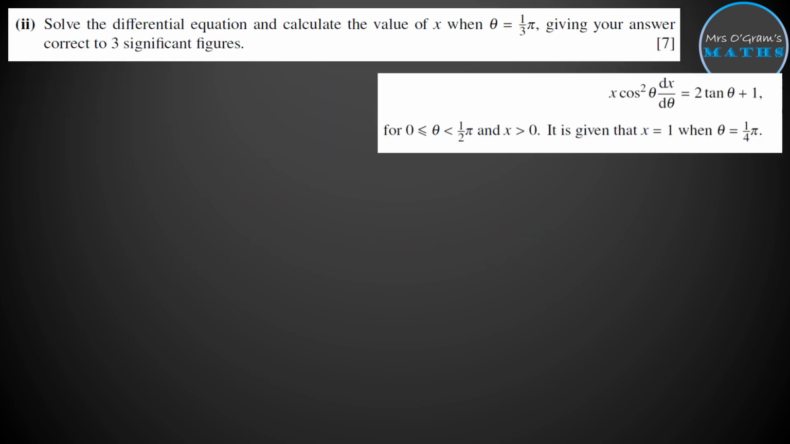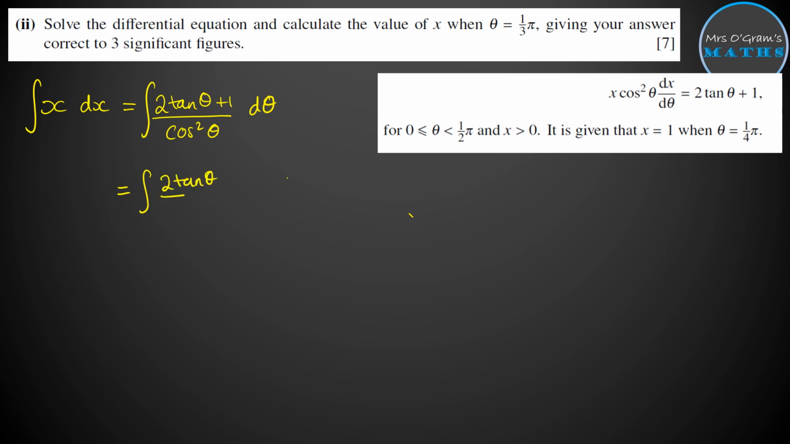Now we're going to solve that differential equation. I've just copied it across on the right there so we can work with it. So for this one, we're going to need to separate the variables. We want x on one side and theta on the other. So once we've separated them, we're going to integrate both sides. But before I do, I'm going to separate that fraction on the right-hand side into two things we can integrate more easily.